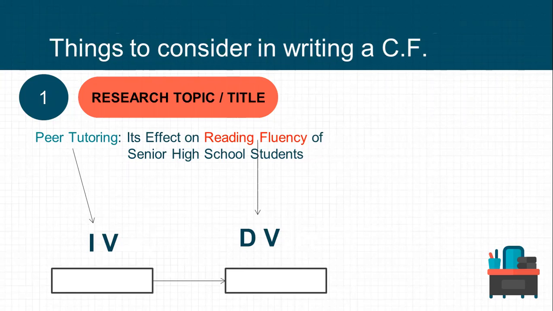For example, we have here our research title, Peer Tutoring, its effect on reading fluency of senior high school students. Here, peer tutoring is our IV or our independent variable. And reading fluency is our DV or our dependent variable. You will choose your variables and form their relationships. Okay, now that you have chosen your variables, you have to choose how these variables are related to one another or connected to one another.